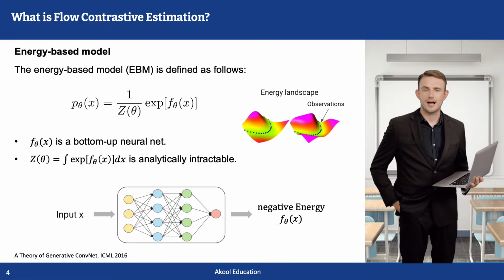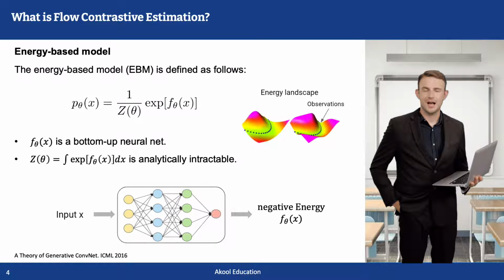Let's introduce the energy-based model. Let x be the input variable, such as an image, and let p of x represent the model's probability density function. The model parameters are denoted by theta. The energy-based model defines this distribution as an exponential family, where f of x represents a negative energy function or scoring function, and z is the normalizing constant.